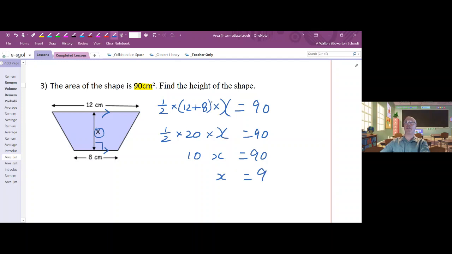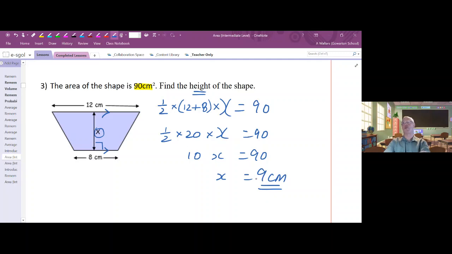Now we are trying to find a height, so we're not giving our answer in centimeters squared. We're giving our answer in centimeters. It is a height or a length. Okay, so that's how that particular question is carried out. We substitute in the parallel sides and the area, and then what is left is the letter X, and then we just multiply everything out, move the, in this case, the 10 over, and we're able to work that out.